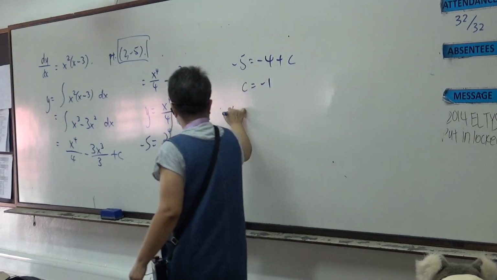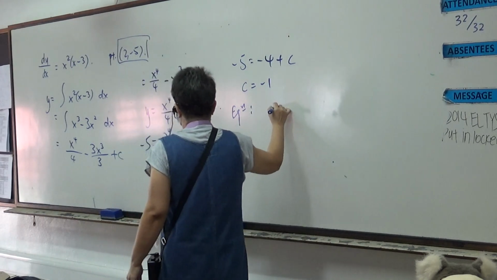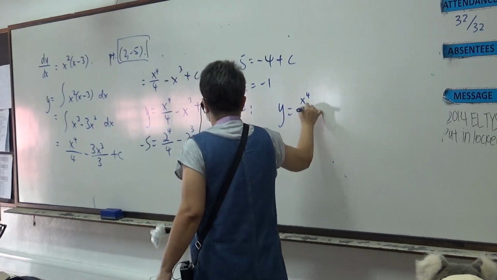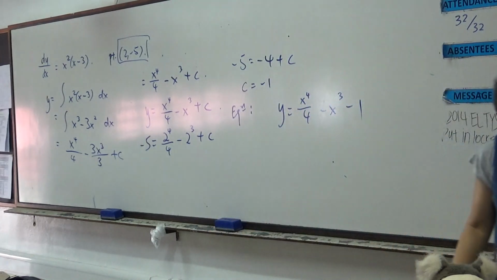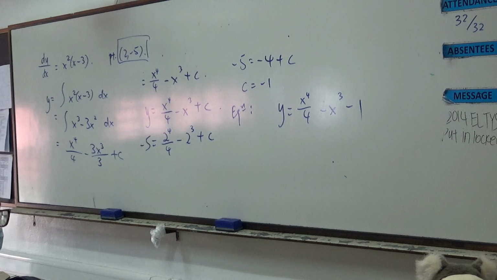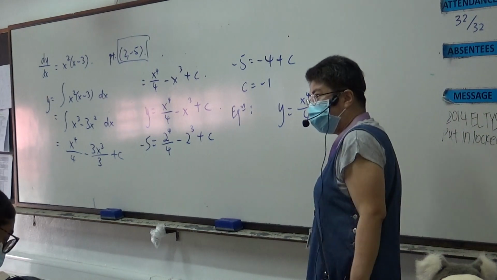Okay, so what's the equation of the curve? y equals x^4 over 4 minus x cubed minus 1. Okay? That will be the equation of the curve. Can you see what I'm talking about?